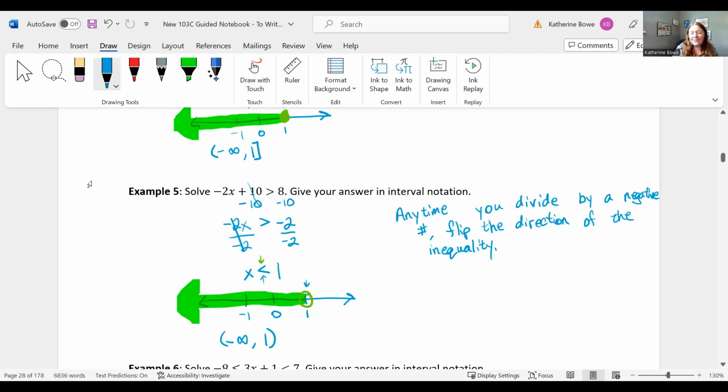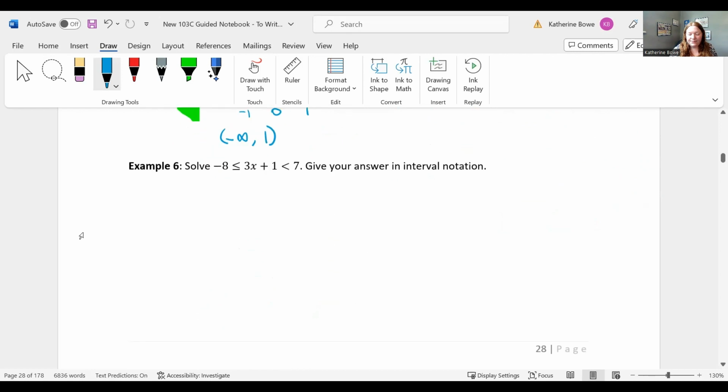So that example shows the difference between solving equations and inequalities, just that one little hiccup if you happen to divide by a negative number. Let's look at another example. Example 6, solve -8 is less than or equal to 3x plus 1 is less than 7. And again, we want to give our answer in interval notation.